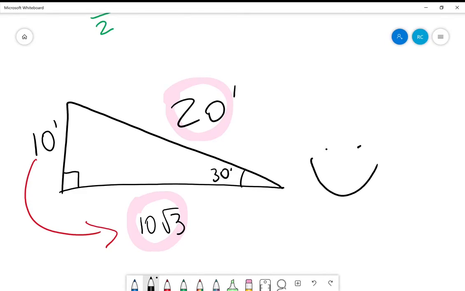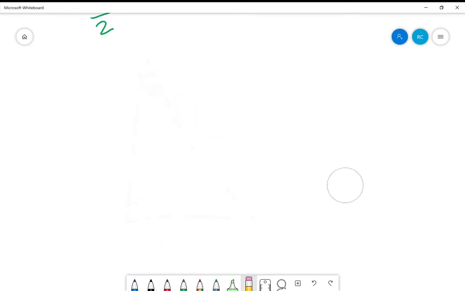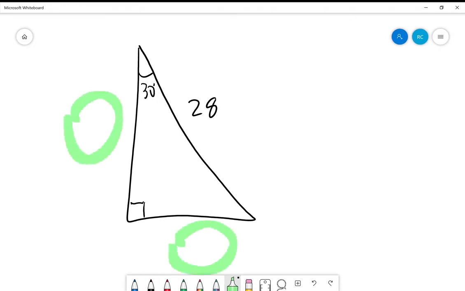Once you have this pattern down, it gets really fast. I wouldn't necessarily say easy, but it gets really quick. Let's do another one. This time I'm given the hypotenuse is 28. Okay? The hypotenuse is 28, and I'm looking for the other two sides.